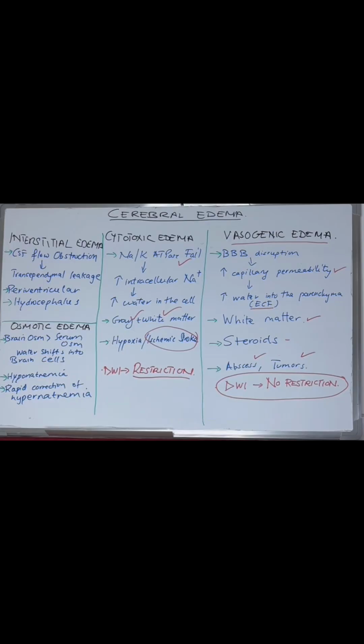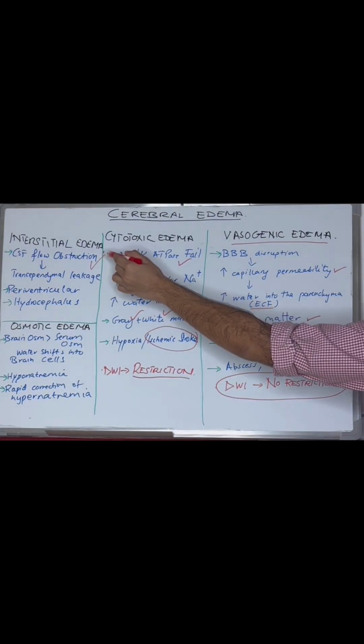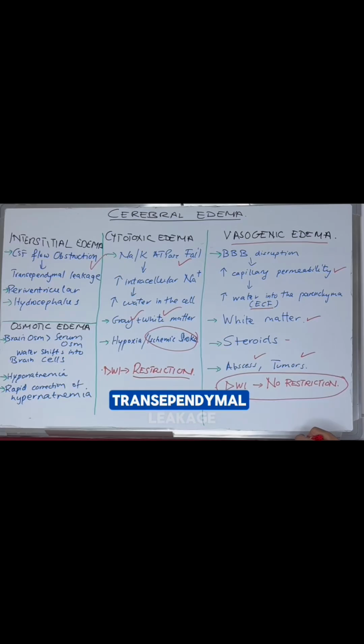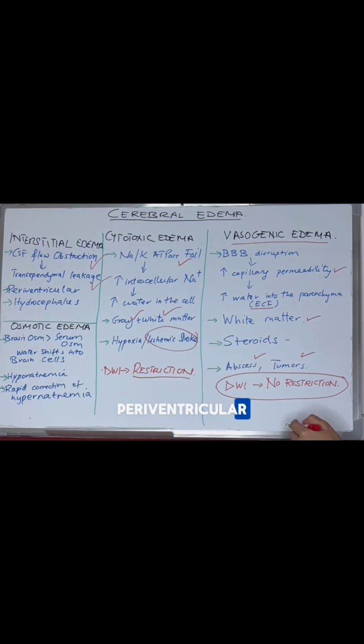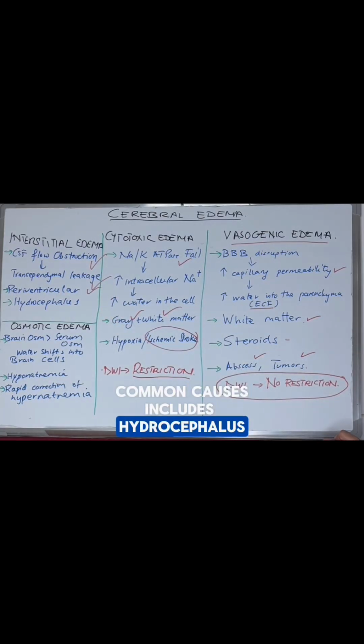Interstitial edema. Here, there is obstruction of CSF flow and therefore there is transependymal leakage around the ventricular area. So that means it's a ventricular or periventricular interstitial edema. Common causes include hydrocephalus, whether communicating or non-communicating hydrocephalus.